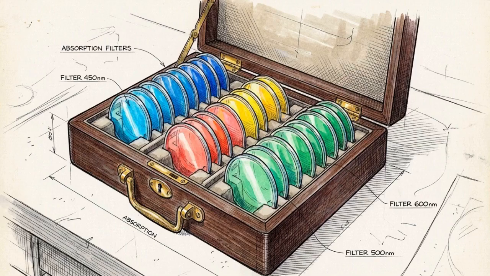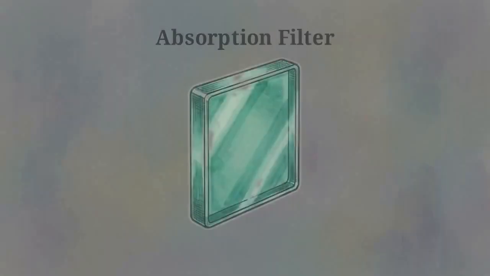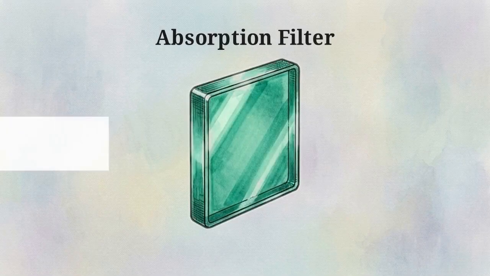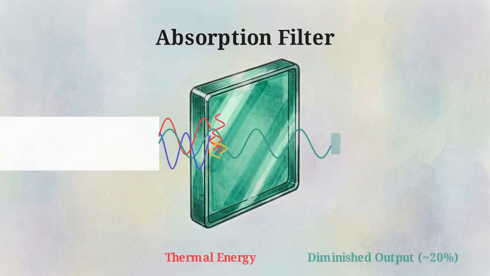The earliest instruments relied on absorption filters, simple discs of colored glass or gelatin laced with organic dyes. They function through brute force selective absorption. As the full spectrum enters the filter, the material traps the unwanted radiation, converting those specific frequencies into thermal energy while allowing the desired color to pass through.